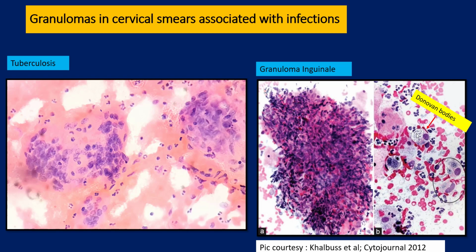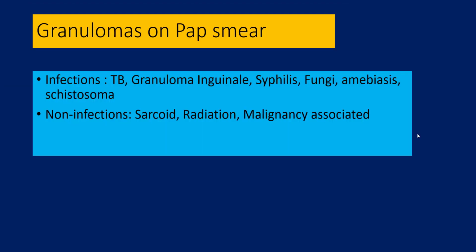So, presence of granulomas admixed with neutrophils, and then these structures, histiocytes, surrounded by an empty space with these very tiny structures which are the Donovan bodies, which are pathognomonic of granuloma inguinale. Very rarely seen on cervical smears. So, what are the causes of granulomas on cervical smears? It could be infections like TB, granuloma inguinale, syphilis, a number of fungi, amoebiasis, schistosoma, but there are also reports of granulomas in Pap smears in cases of sarcoidosis. It may occur due to radiation and can sometimes be associated with malignancies too.